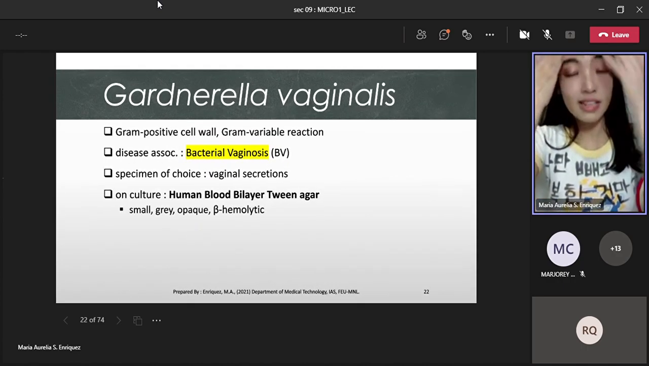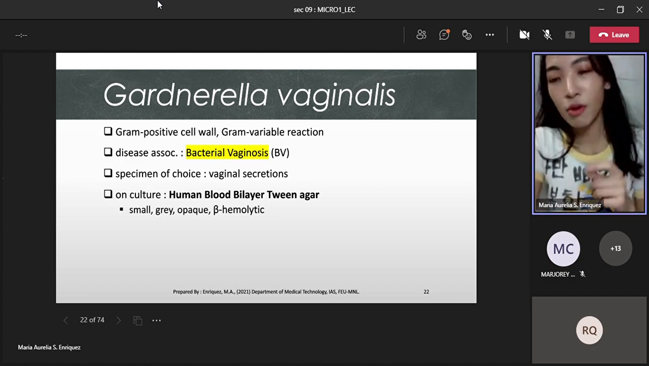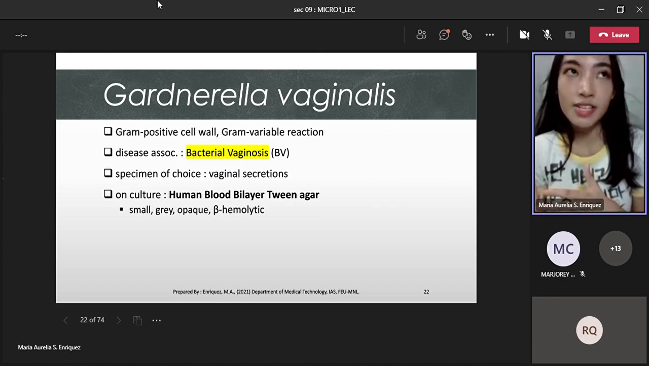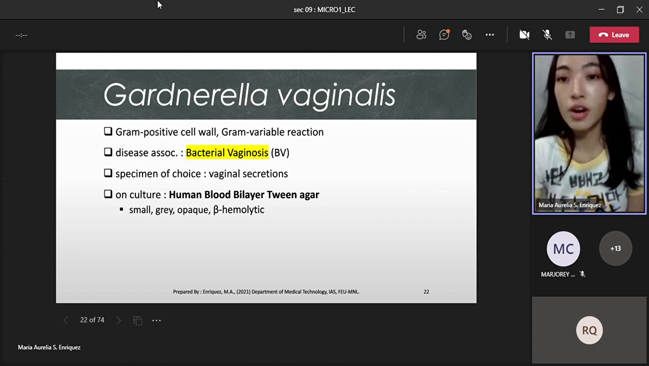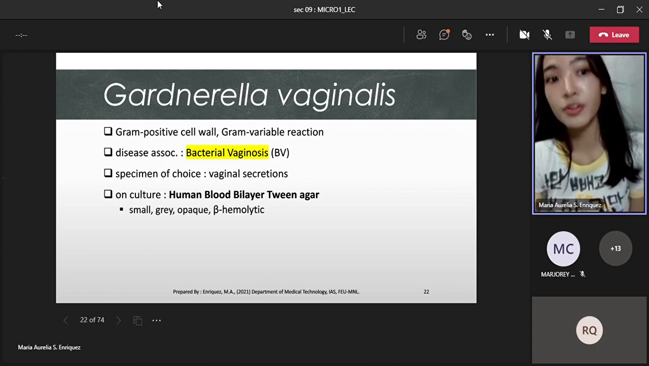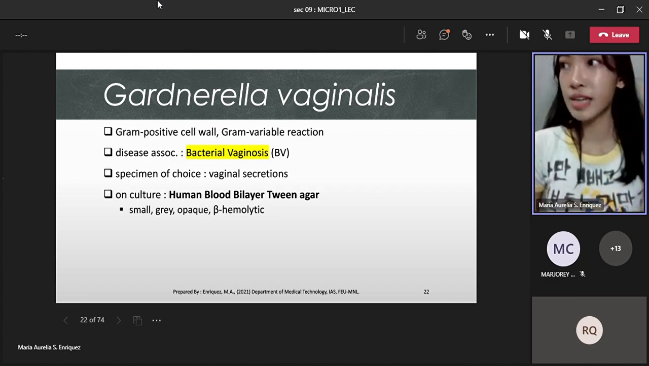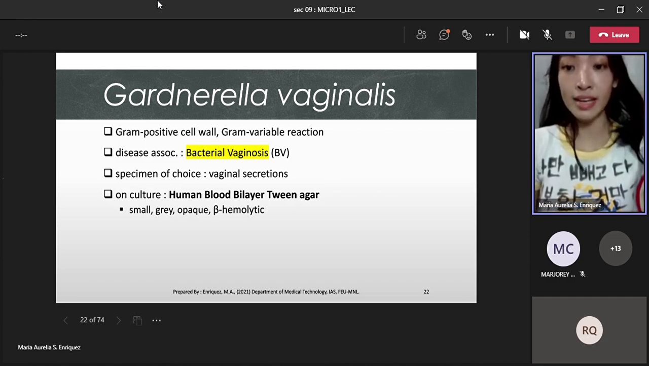Okay, next is Gardnerella vaginalis. So these are short pleomorphic gram-positive rods or cocobacilli that would often stain gram-variable or gram-negative. Okay, so Gardnerella vaginalis, although this has been established as a gram-positive type of bacteria, yung cell walls niya po kasi, they have a thinner peptidoglycan layer.